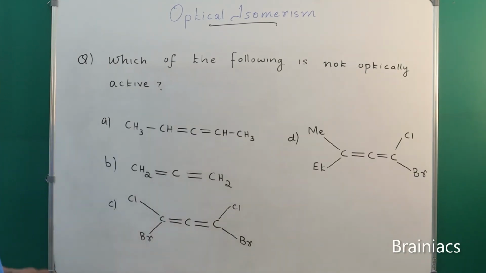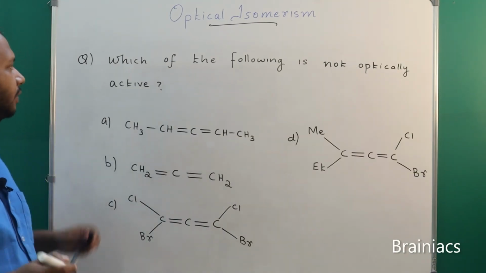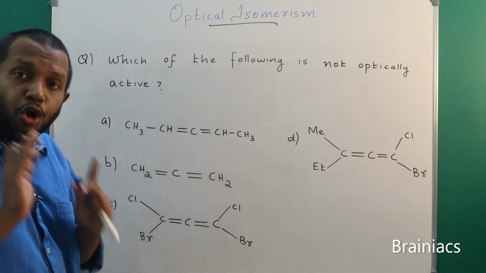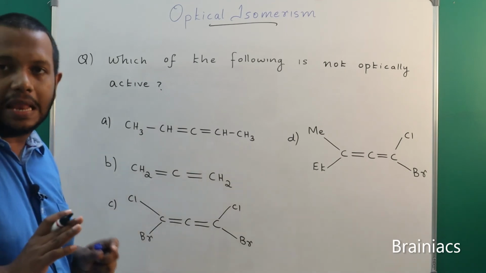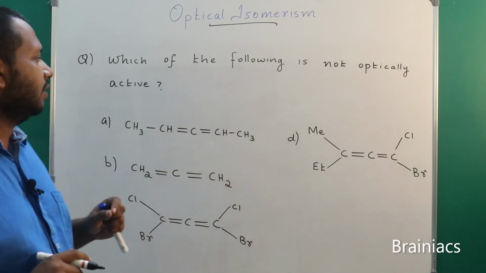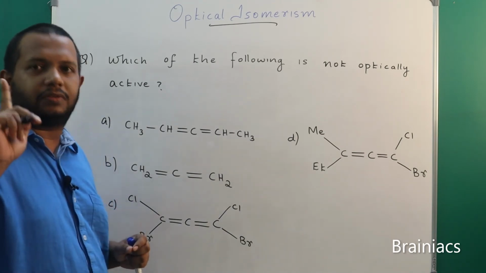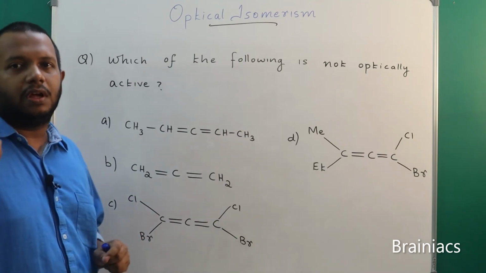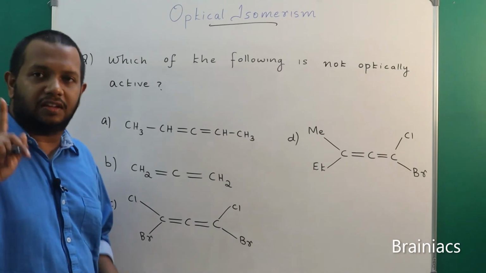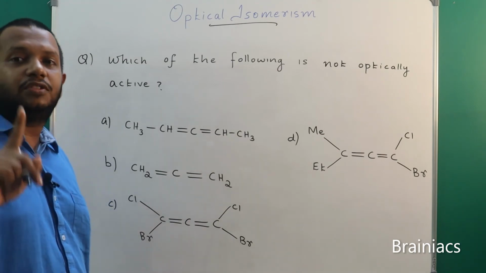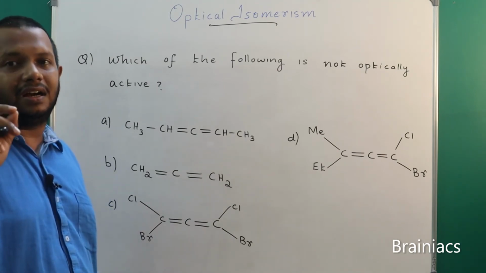So we have a new question in front of you. Just go through the question. Which of the following is not optically active? What is given here is substituted allenes, right? So we know in the case of allenes, two points are to be checked. First, check the number of double bonds. The number of double bonds should be even. Next, check the sp2 hybridized carbon atoms, which should be substituted differently.